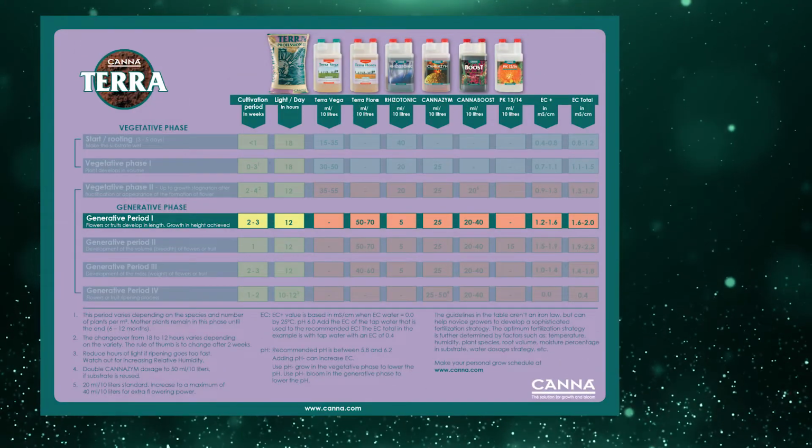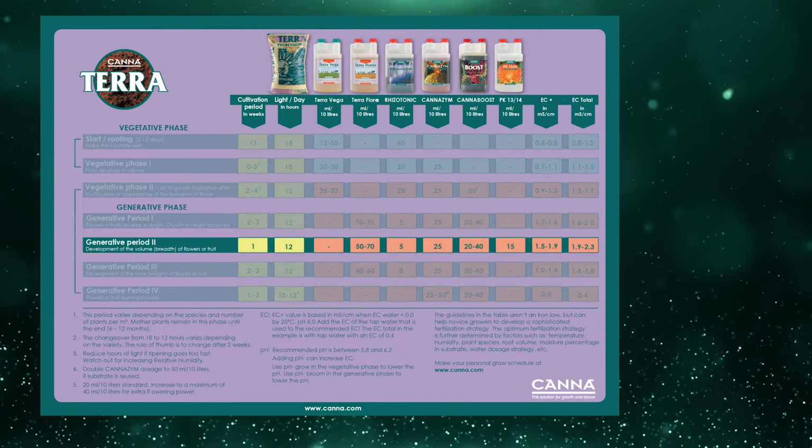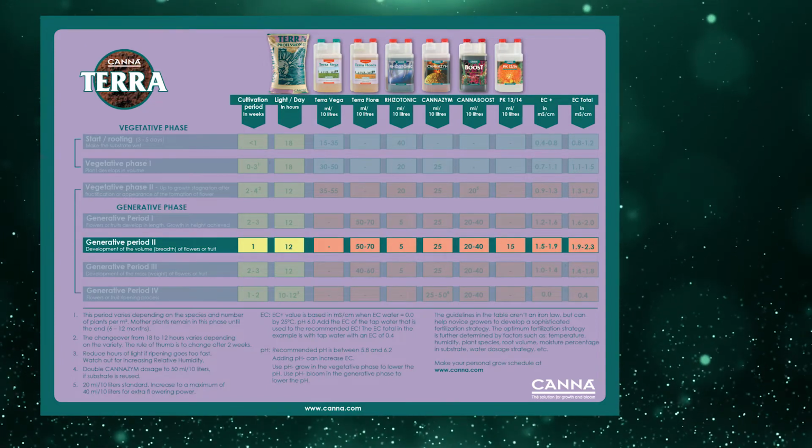Fruits become bigger, flowers become bigger. That phase is called generative phase number 2. In generative phase number 2, when the flowers become bigger, they need more potassium. So we add on top of our base nutrients, CANNA Floris, a PK 13-14.